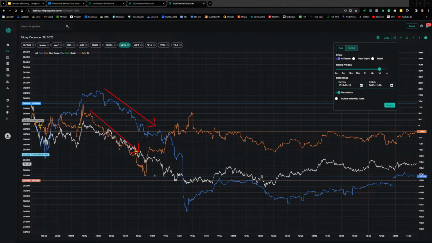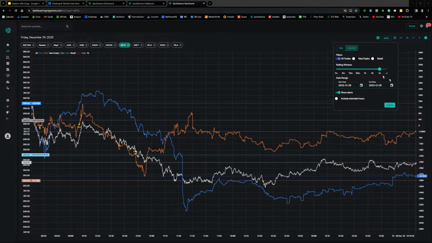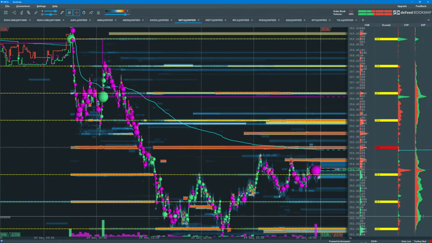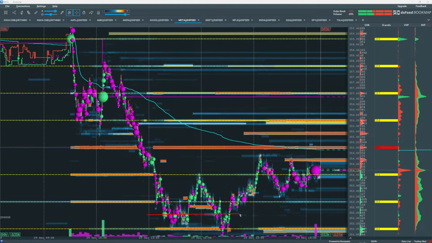When traders buy puts and sell calls, market makers take the opposite side, and they have to sell stock to hedge their delta exposure. And it looks like the 352.50 put wall did act as support. All right, let's take a look at Bookmap, and the 352.50 level. That's not exact, but that's close enough. More or less acted as support, maybe down to the 352.